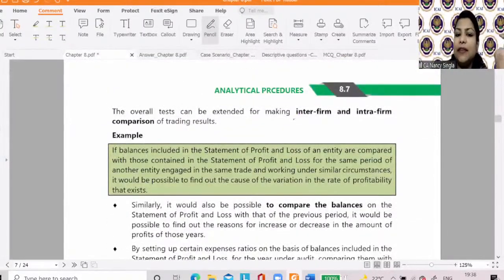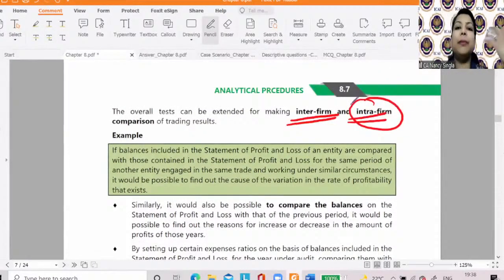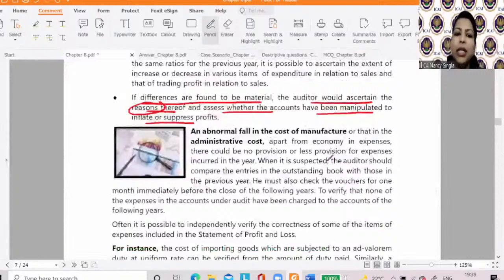See, one point is left, that these analyses, these tests can be interfirm or intrafirm. So what is interfirm and intrafirm? Interfirm is what? When I am comparing my client's data with the industry data. Intra-firm is what? Within the firm. That is, let's say I'm comparing the data with the subsidiary, or with the various segments. So intra-firm and inter-firm. So if something is material, auditor will see whether it is manipulated or not.